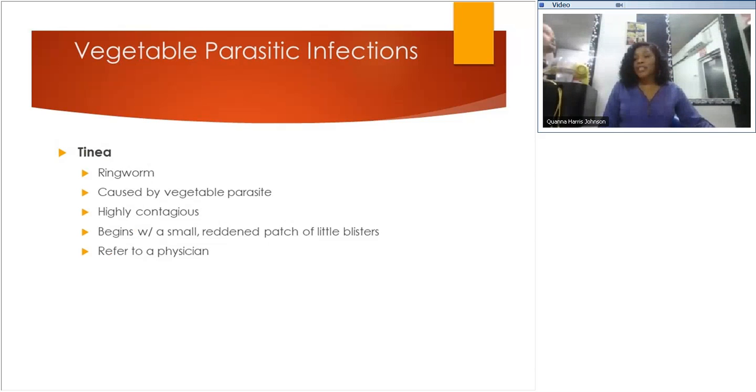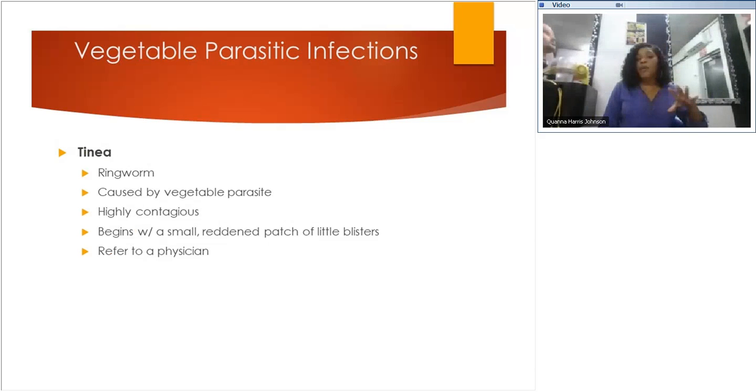Now, vegetable parasitic infection, tinea, is the technical term for ringworm. It's caused by a vegetable parasite. And as we know, a parasite is someone or something that lives on another. It's a living being that lives on another living organism and gets its food and nourishment and everything from that living being. So ringworm is a parasite. Yes, it is a parasite. It's highly contagious.